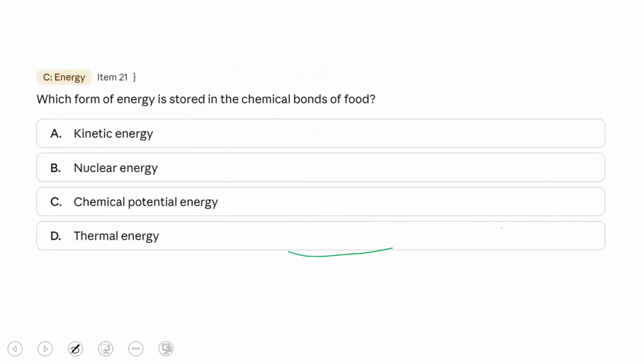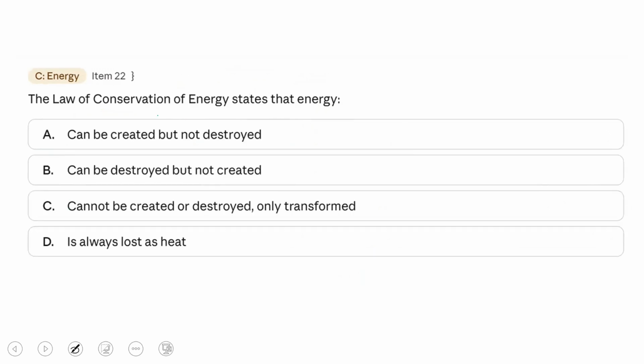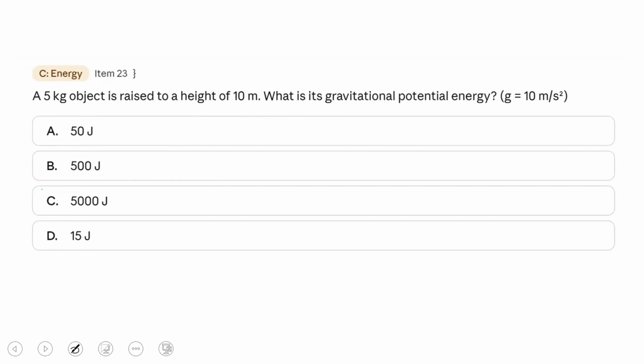All right. Next, which form of energy is stored in the chemical bonds of food? What's your answer? Item 21. All right, the answer is chemical energy. Chemical potential energy. Stored, meaning not in use, so it's potential energy. And then the law of conservation of energy states that, what's your answer? Energy cannot be created or destroyed. It is only transformed from one form to another. For example, sunlight, the light energy, can be converted into heat energy, can be converted into chemical energy or mechanical energy. Okay? Next, letter C.